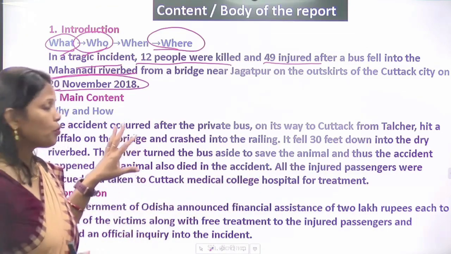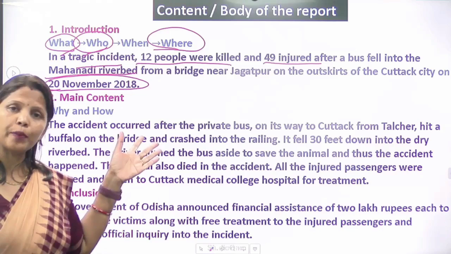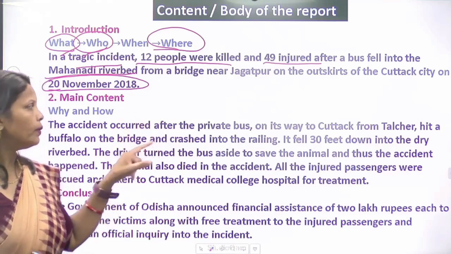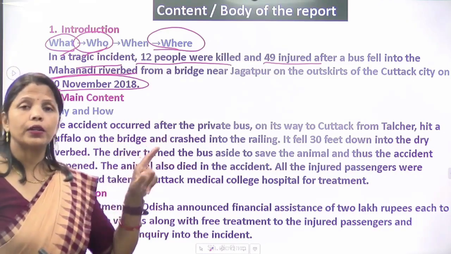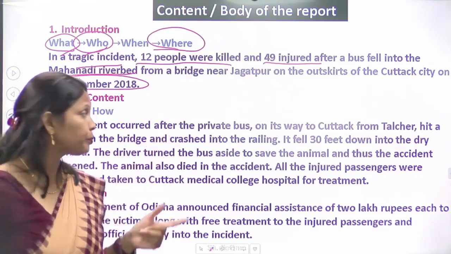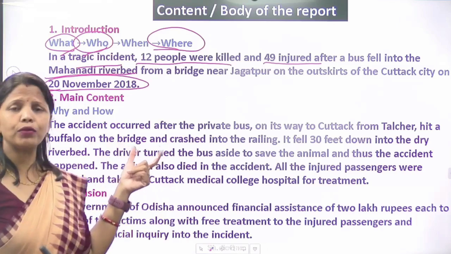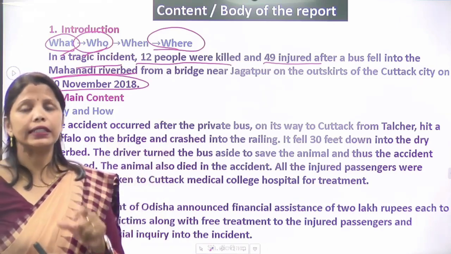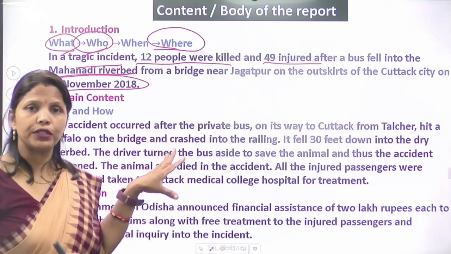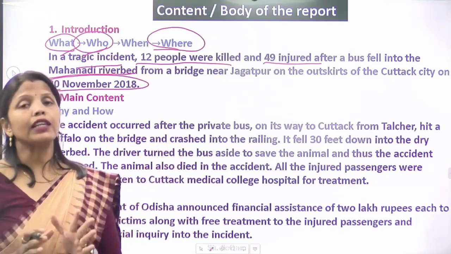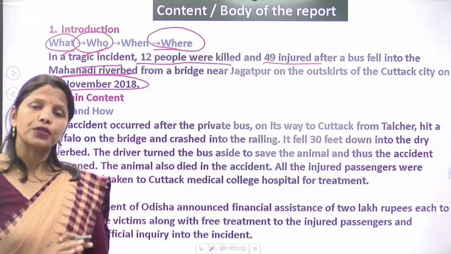So why did that happen or how did that happen? We will know from this passage. We have to know how the incident happened. And we have to write each and every detail in this paragraph. In the main content, we will write in detail what was happening and who was doing what.